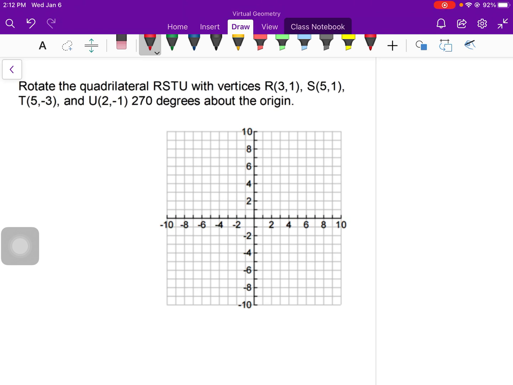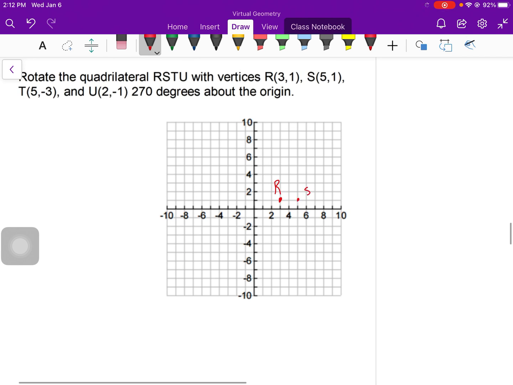So, we're going to start with R is at 3,1. S is at 5,1. Then we have T at 5,-3. And we have U at 2,-1.